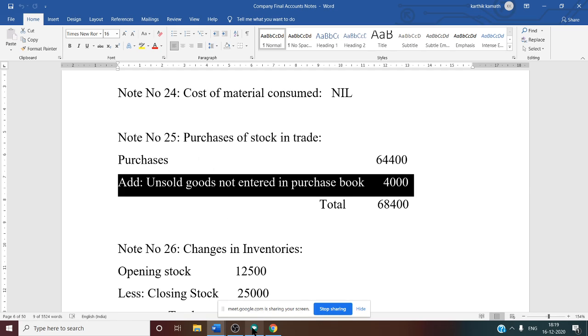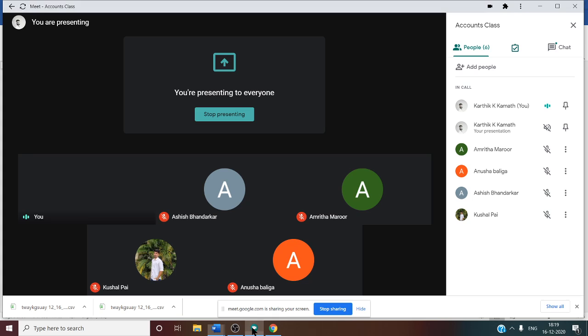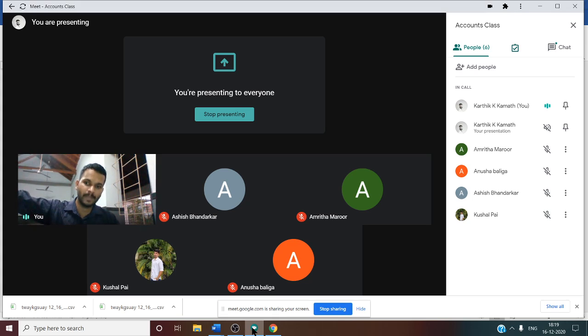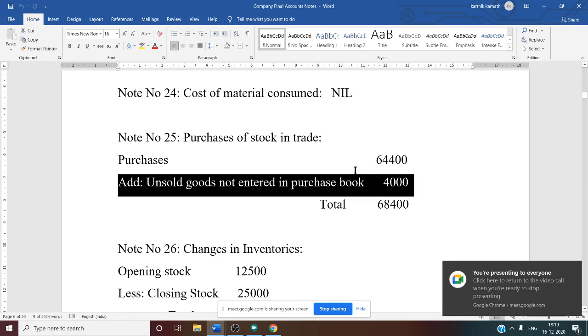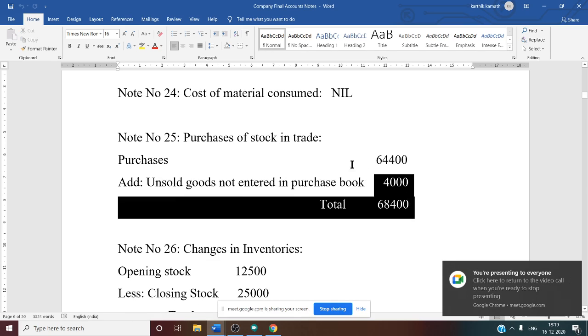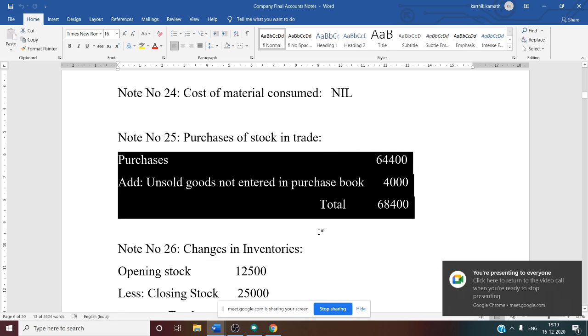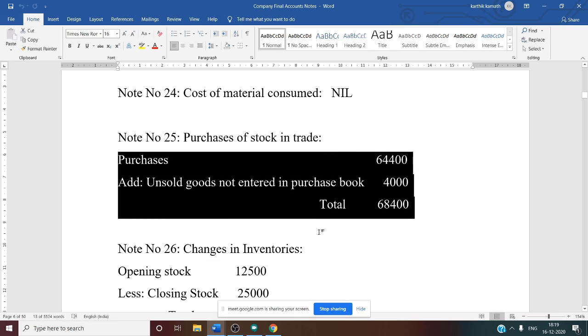Similarly, there is a two-way addition. One is here and one more to the purchases, that means trade payable. There also you have to add that information, 4,000. So now total purchase of stock in trade is 64,400 plus 4,000, that is the adjustment, unsold goods not entered. Total answer is 68,400. That is note number 25.